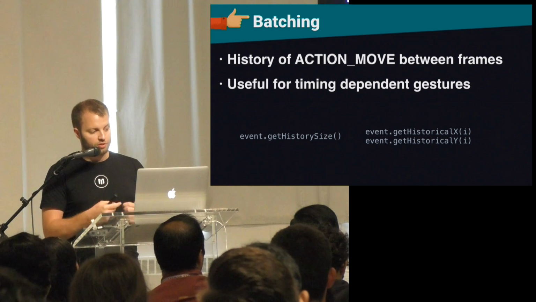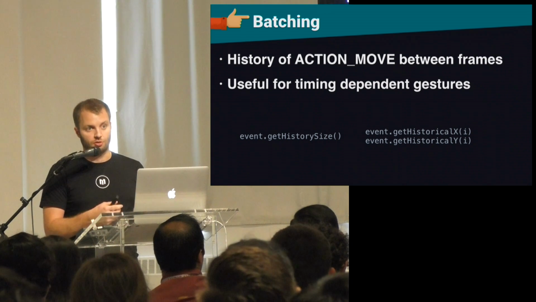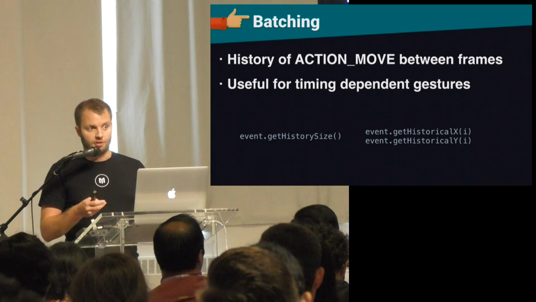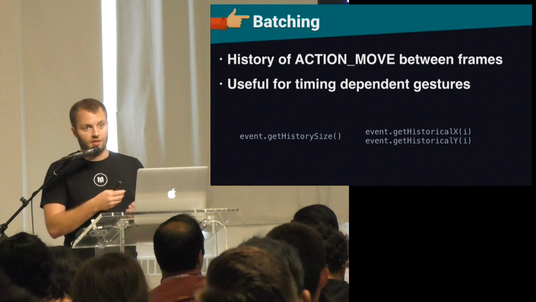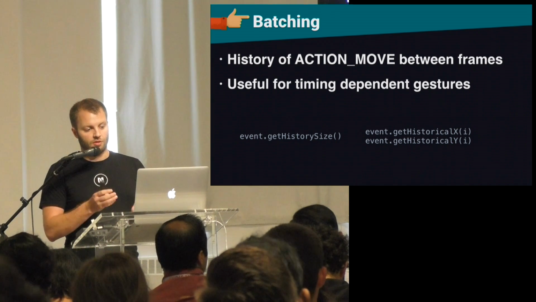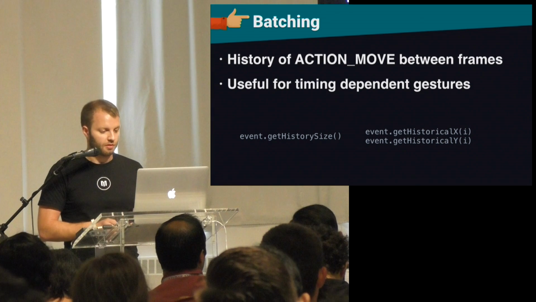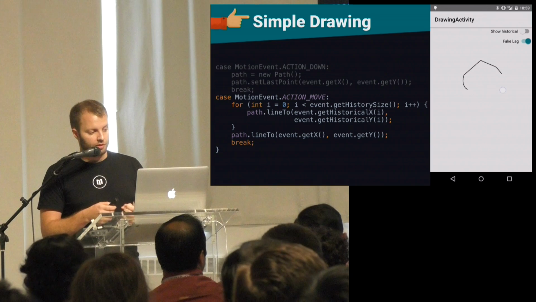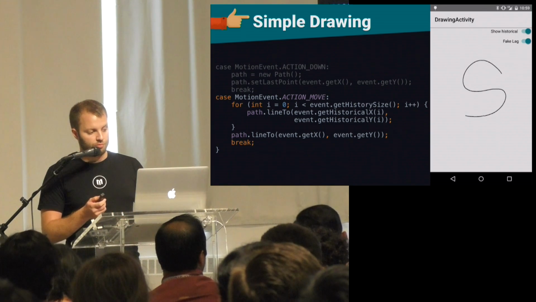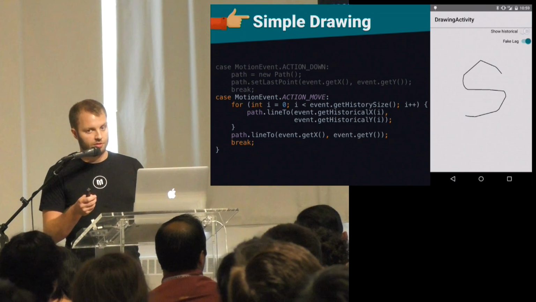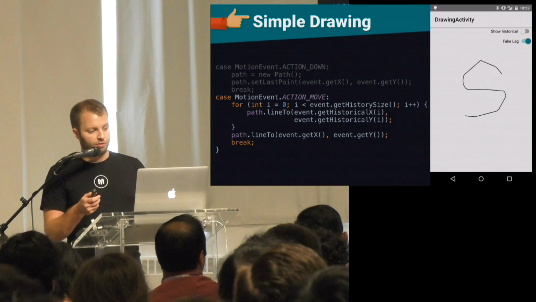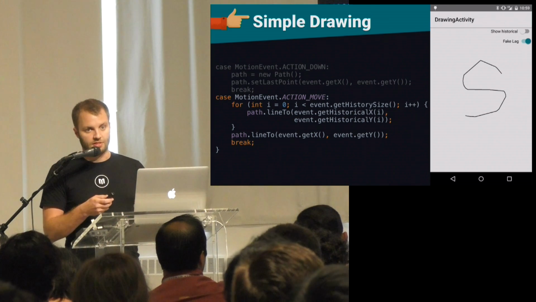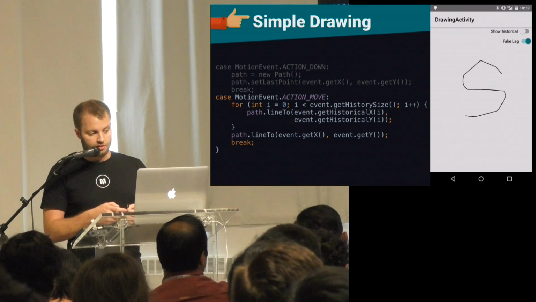The way it works is you have a method called getHistorySize. You could have 0, you could have 10 events in there, and then you can get the historical X and Y. So you can get all the values for everything that happened between two frames. So how does this look in action? Well, you have your ACTION_MOVE, you have your history size, you can iterate through all of your history, and then at the end, you can just put the last one, which is getX and getY. It's as simple as that.